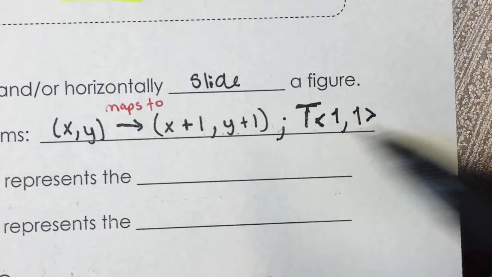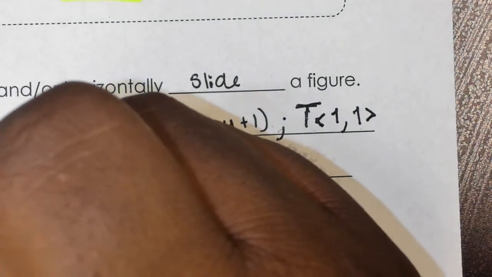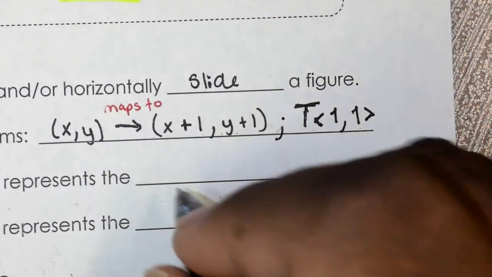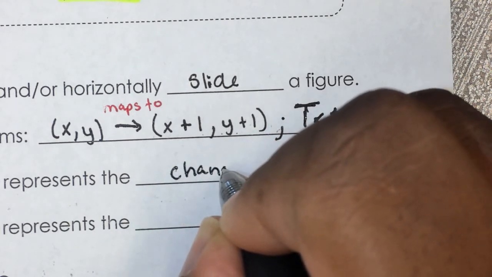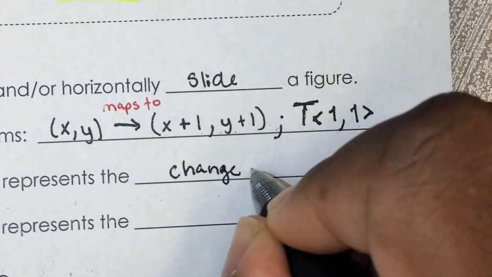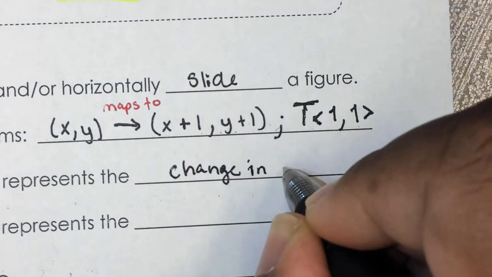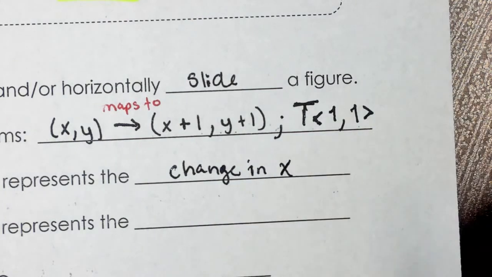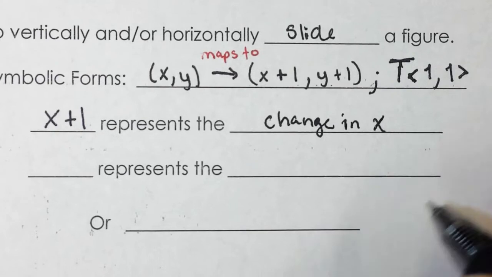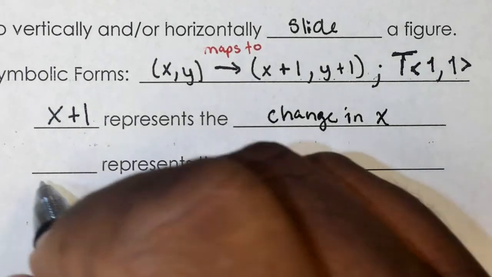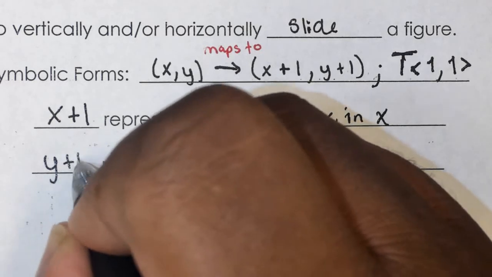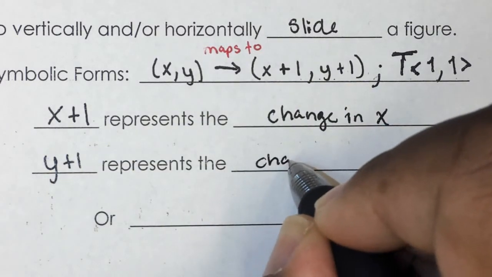So in these rules, like I said, the x plus 1 represents the change in x. This is telling me how to change my x value. It's telling me to add a 1 to all my x values. In that rule, the y plus 1 is my change in y.